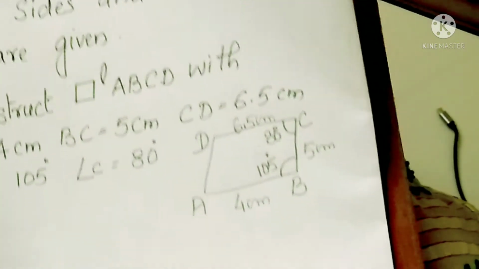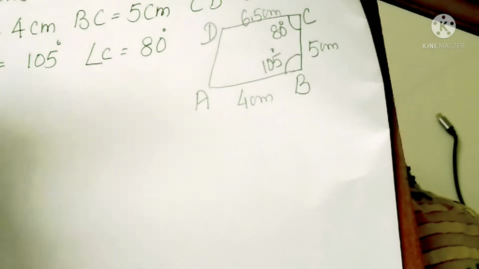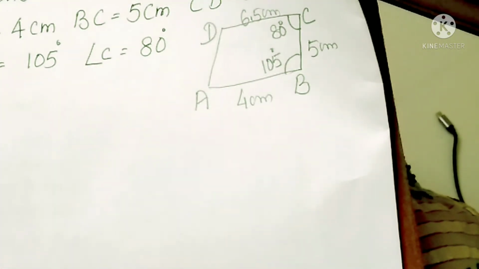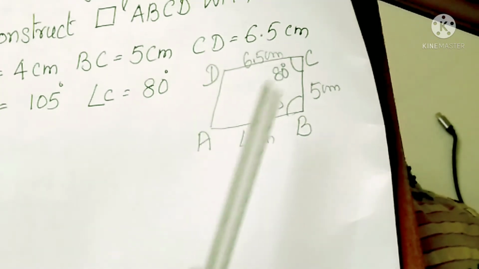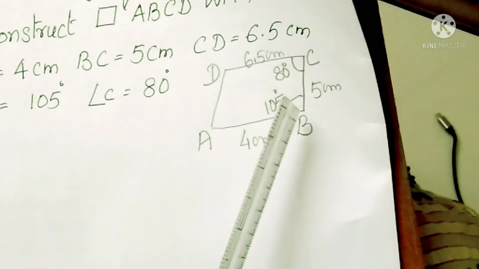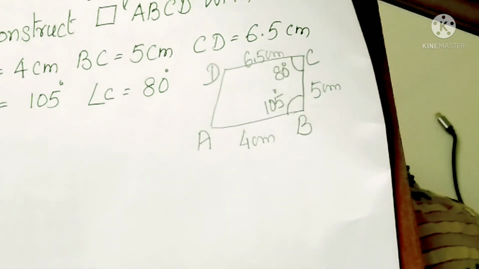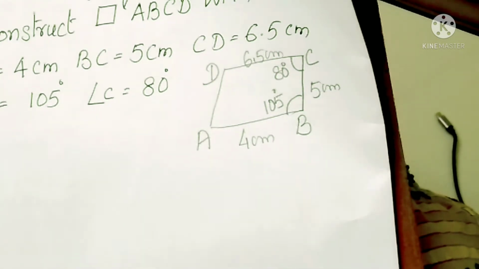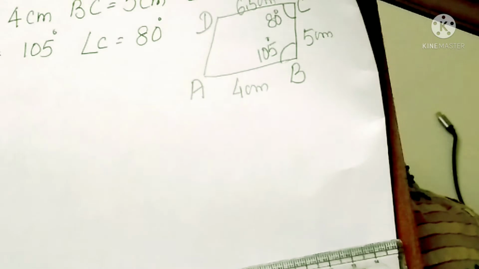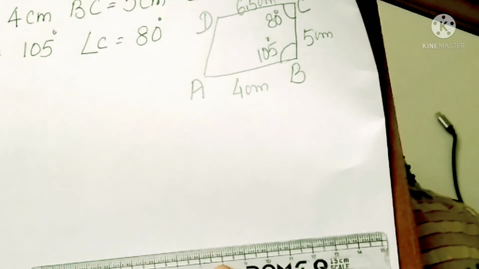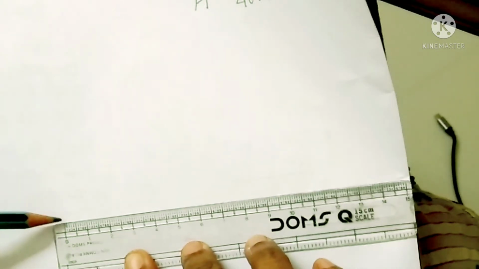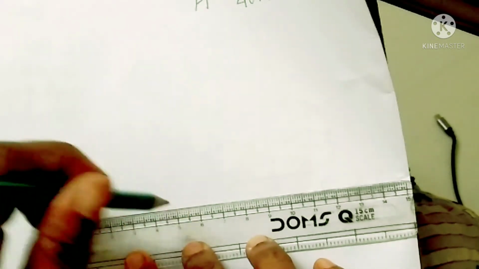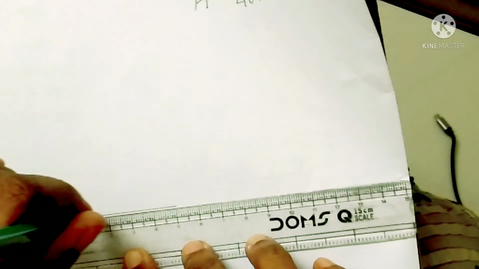Now let us see how to construct it. First of all, what we have to do, take any one baseline. Out of these three you can take any one, but the easiest is to take this one because both the angles on this line are available. So let us draw first BC 5 cm. Now please pay attention how it is drawn. See, keep the scale, take 5 cm, here it is 0 and here it is 5. So take 5 cm and draw a line.